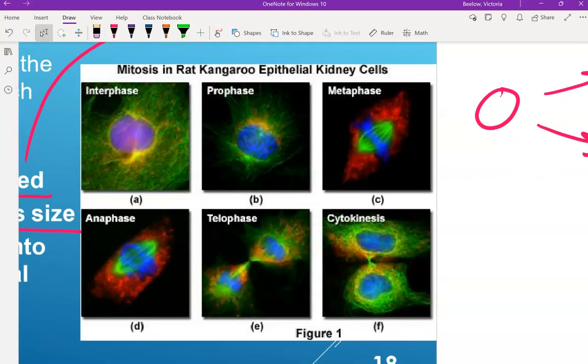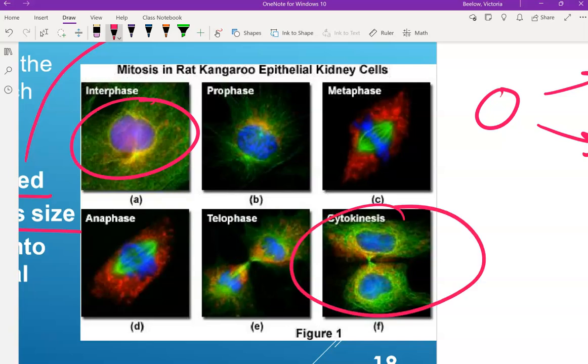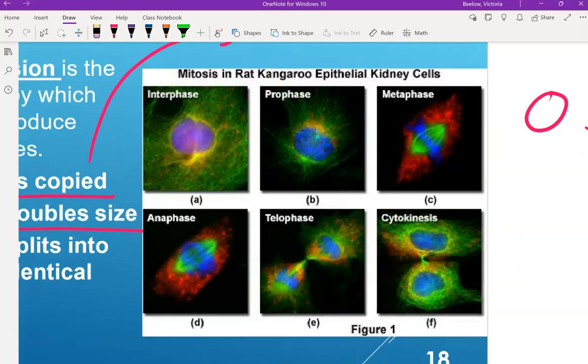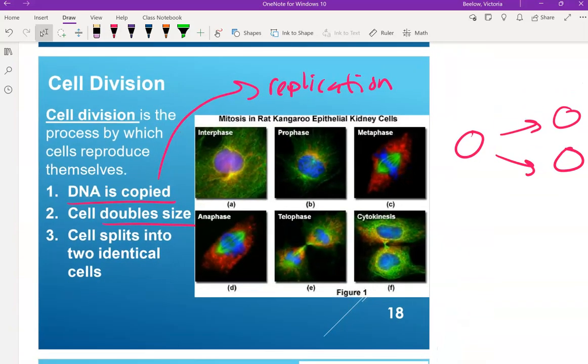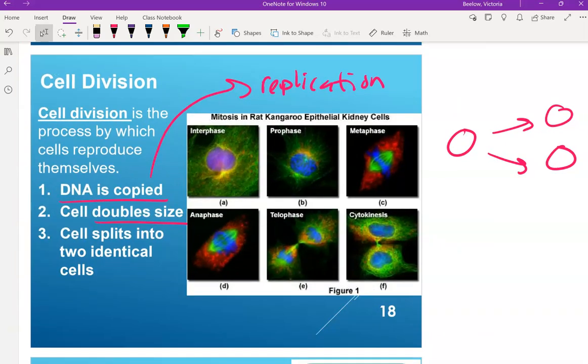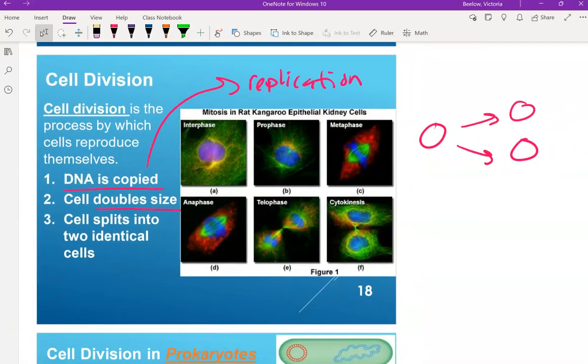This is just a picture under a microscope showing cell division. The colors are basically just protein markers, and you can see the different phases. We're going to talk about that: interphase, prophase, metaphase, anaphase, telophase, and cytokinesis. And you can see here, interphase, we started with 1 cell, and then by the end we're ending with, it looks like 2 cells. Okay, and we're going to get into this more later. For now, it's kind of just introductory stuff.